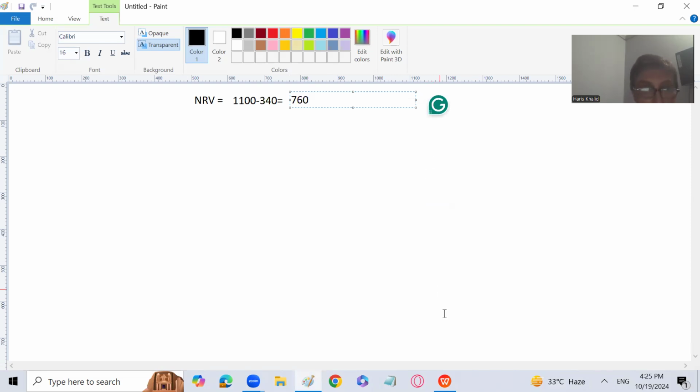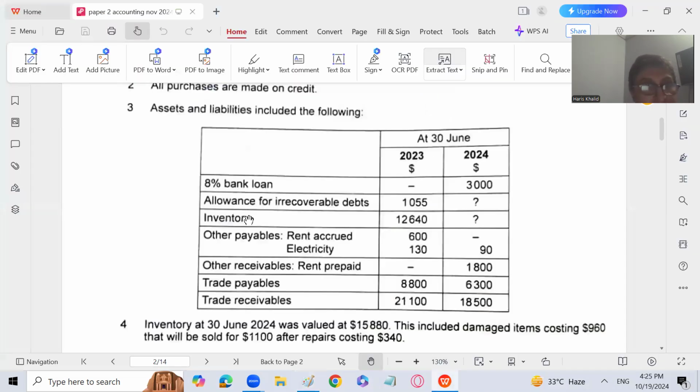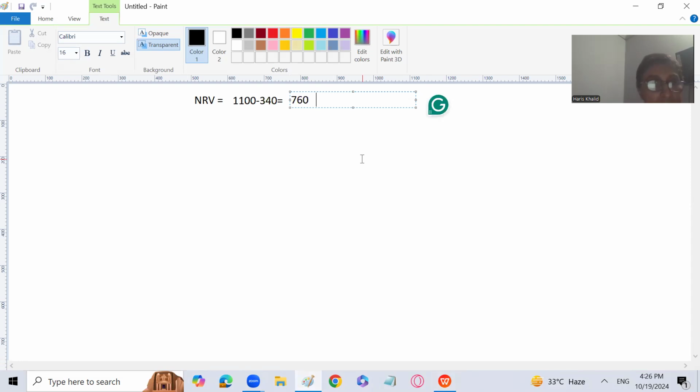Fine. Let's move forward. The next thing is the cost is 960 and NRV is going to be how much? Cost is 960 and NRV is going to be 760. So we have to see what that inventory is valued at, cost or NRV, whichever is less. It means that we have to record the inventory at 760 rather than 960.